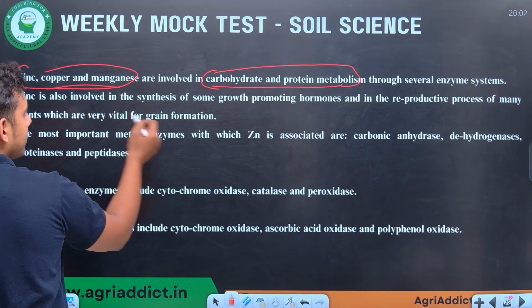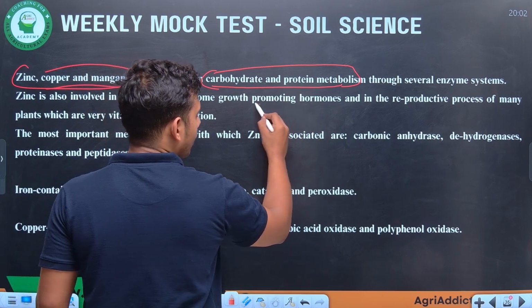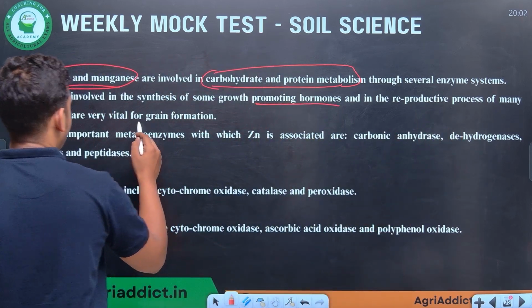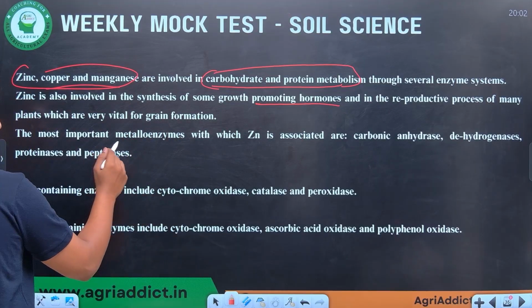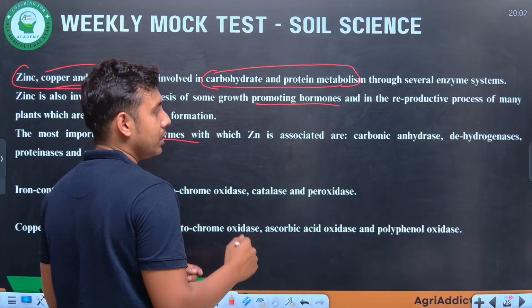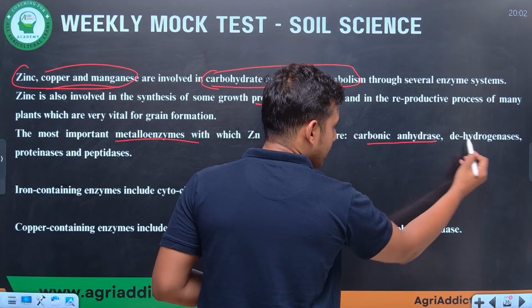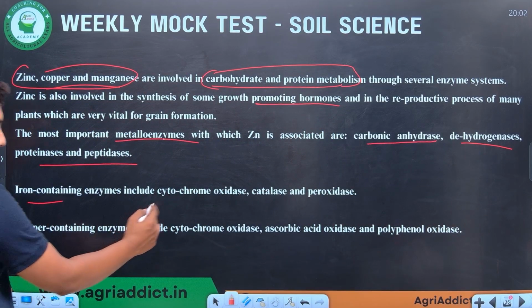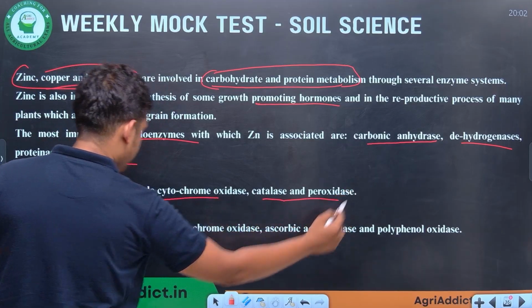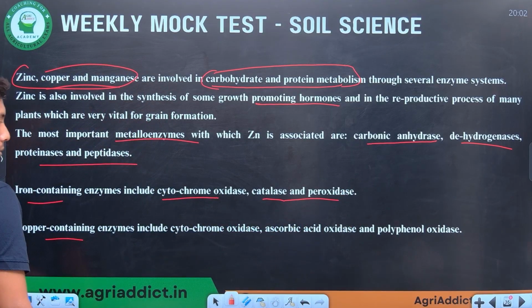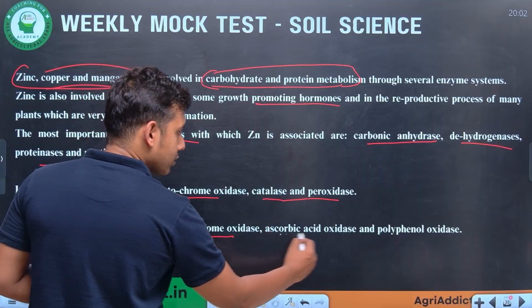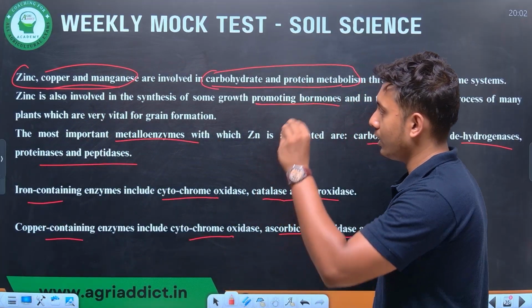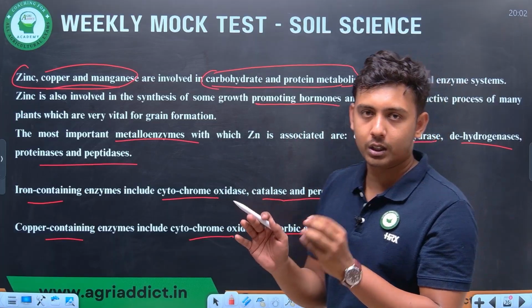Zinc is involved in some growth promoting hormones like auxins and in the reproductive process of many plants, which are very vital, and in grain formation. The most important metalloenzymes associated with zinc are carbonic anhydrase, dehydrogenase, proteinase and peptidase. Iron containing enzymes are cytochrome oxidase, catalase and peroxidase. Copper containing enzymes are also cytochrome oxidase, ascorbic acid oxidase and polyphenol oxidase. You have to clearly remember all the different enzymes related to the different micronutrients.